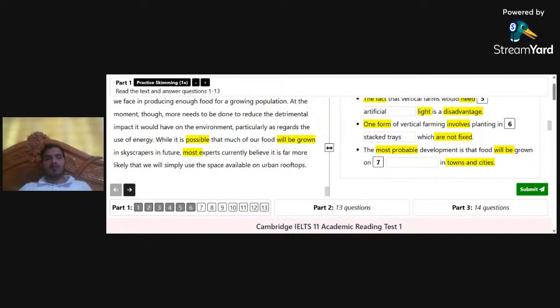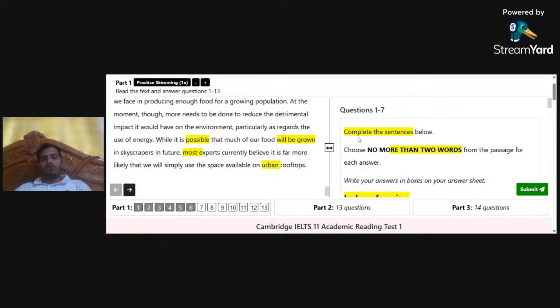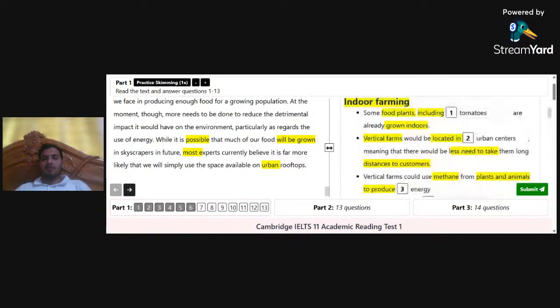The qualifying language has been used, the extreme language has been used, and an adjective has been used. The most probable is: it is far more likely that we will simply use the space available, food will be grown on urban rooftops. So urban is towns and cities, urban areas. So urban rooftops, rooftops in towns and cities, in urban areas. So here is a question type that was used, asking us to complete the sentences, and we have completed it.